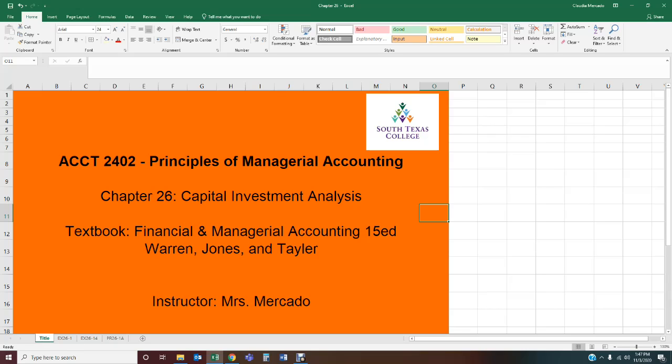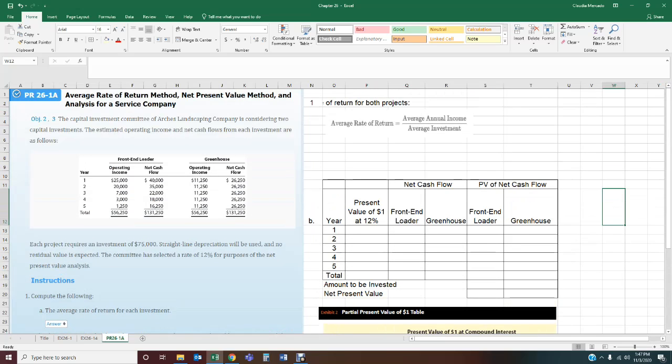Okay, so I'm going to jump right into the problem that we're going to be working on. This is problem 26-1A. It does include a lot of information, so do not get overwhelmed. Just take it a step at a time. In this problem, they're asking us to calculate the average rate of return method, the net present value method, and the analysis for a service company. It says, the Capital Investment Committee of Arches Landscaping Company is considering two capital investments. The estimated operating income and net cash flows from each investment are as follows.